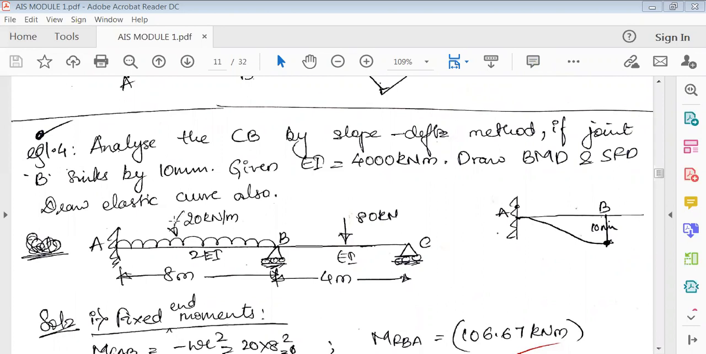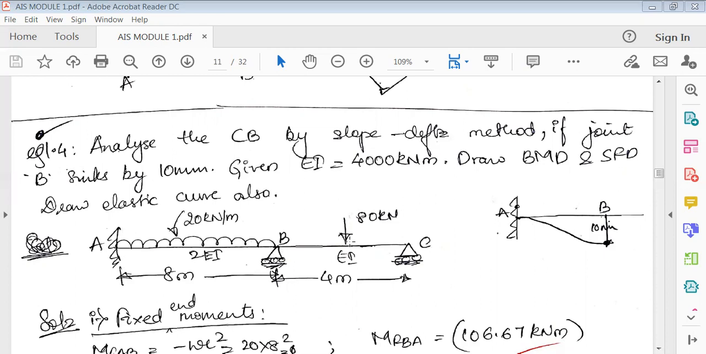Okay, so this is a type of problem wherein they've told you the supports are sinking. And you can see here, the support B is sinking by 10 mm. And they've also given you the value of EI. All right, so this is a continuous beam wherein end A is fixed and B and C have the roller support. And span AB has 20 kilonewton per meter load, that is a UDL, and BC has a point load which is exactly at the center.